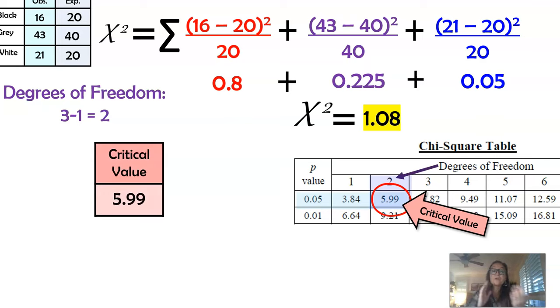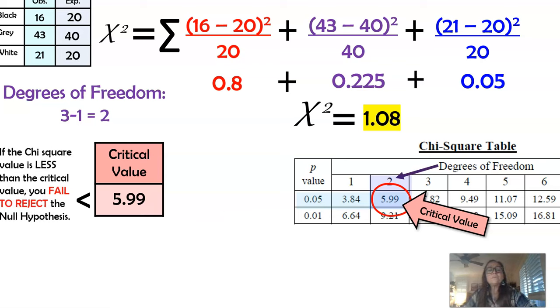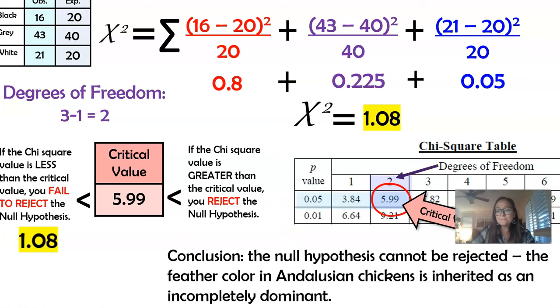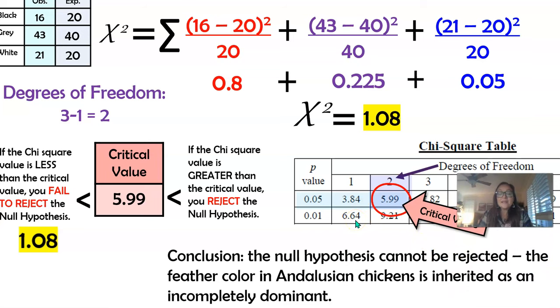Remember, our critical value is what we use to compare our chi-square calculation to. If our chi-square is less than 5.99, it's less than our critical value, that would mean we fail to reject our null hypothesis. If it's greater than 5.99, then we reject our null. So 1.08 falls under our critical value, so we are going to fail to reject our null hypothesis, which basically means the null hypothesis cannot be rejected.